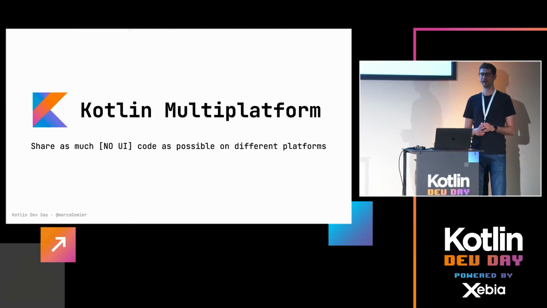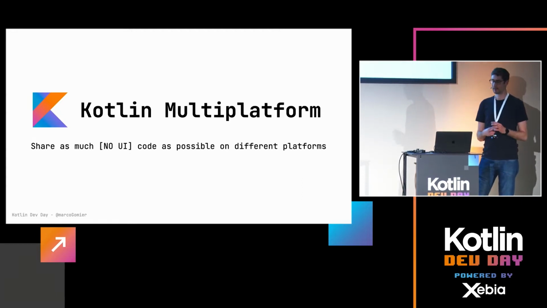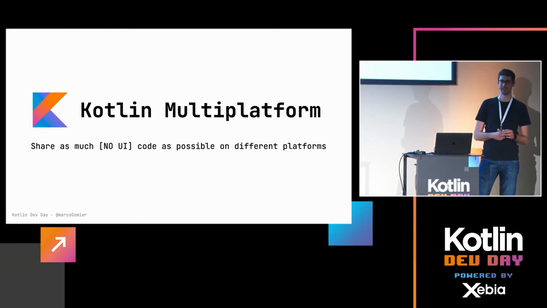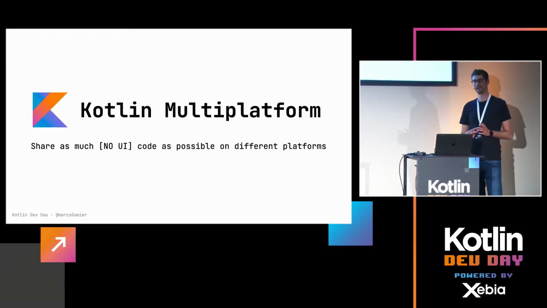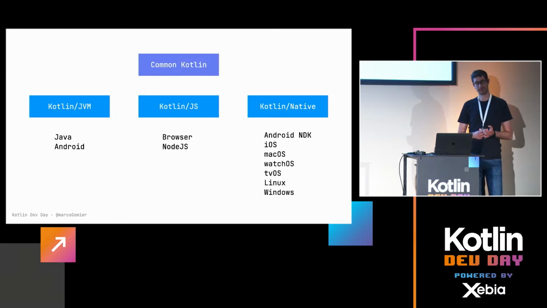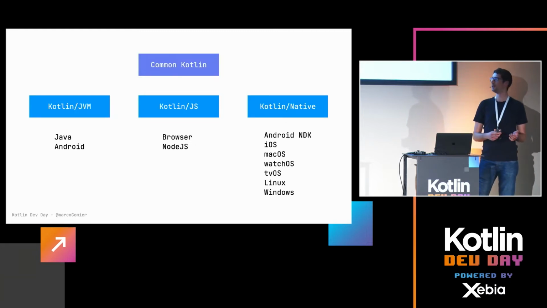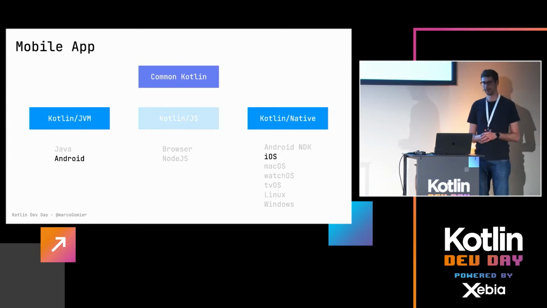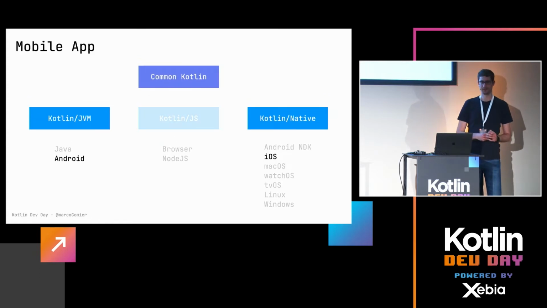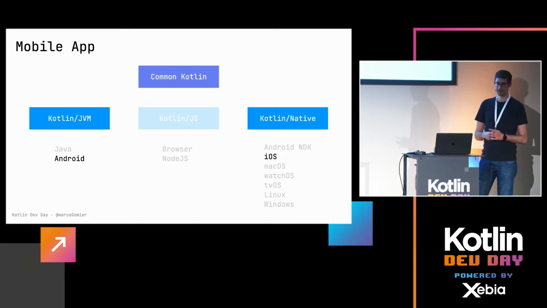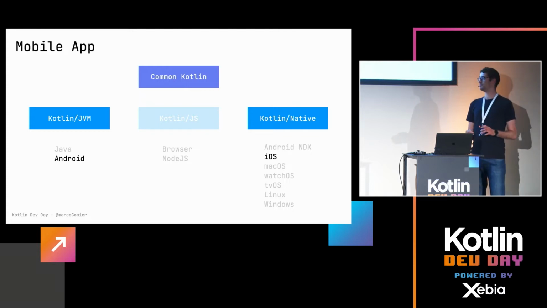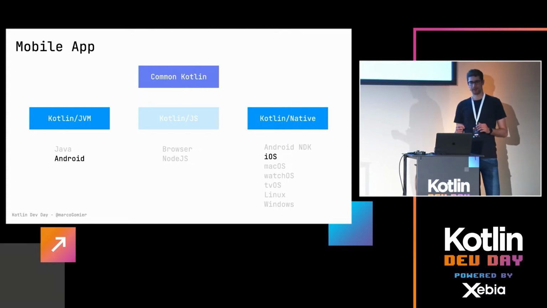Basically, Kotlin Multiplatform is a tool to share as much UI, as much code as possible across different platforms. There are a lot of platforms that are supported, but for this talk, we're going to focus more on the mobile part of the platform. So basically, for an Android and an iOS application. But there are more, of course.